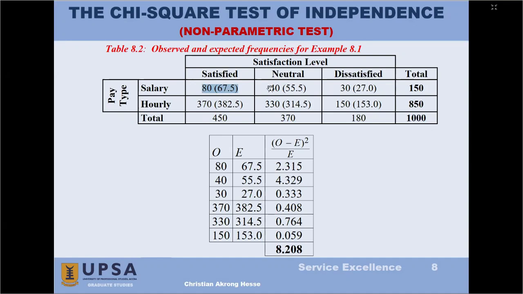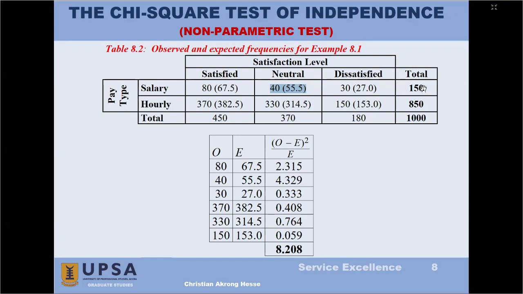Okay. So let's come to this cell. I'm continuing. We have our six cells. So if you don't understand the first one, you'll understand the second one. This second one, this 40, what's the row total? 150. What's the column total? 370.